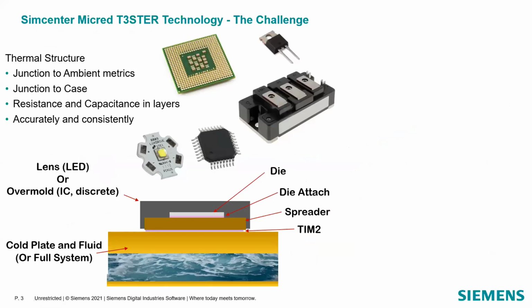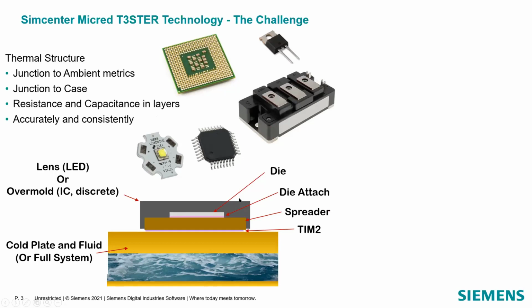So in relation to the thermal interface material and power semiconductor topics my colleagues just presented before me, when we try to characterize either a component or maybe a system or a subsystem, one of the most important things to understand is the thermal structure. So what are the thermal metrics from junction to ambient, maybe junction to case for a certain semiconductor device, and how the device is built up when it comes to the thermal resistance and thermal capacitance of its corresponding layers. So this is something which we do accurately and consistently.